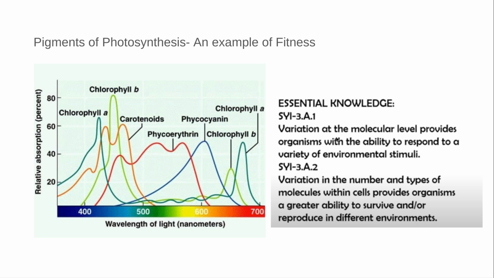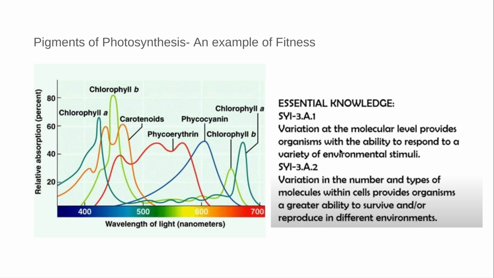Another example, another variation of this fitness, is where you have variation at the molecular level, which provides the organisms the ability to respond to a variety of environmental stimuli. An example of this is when we are looking at your plasma membrane. Remember how we saw that we have saturated and unsaturated tails?